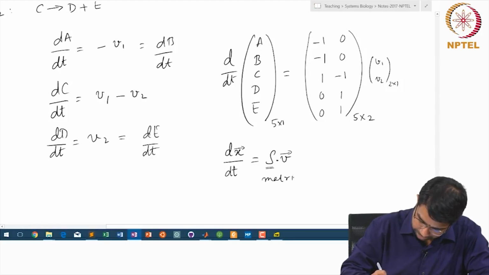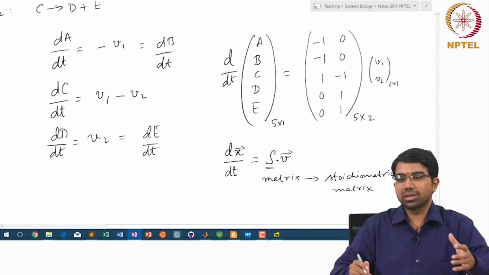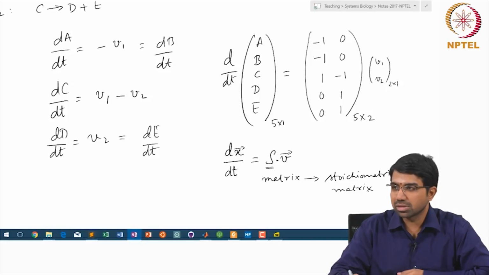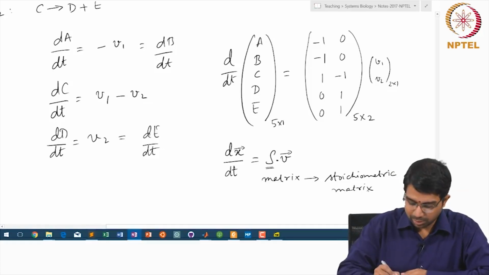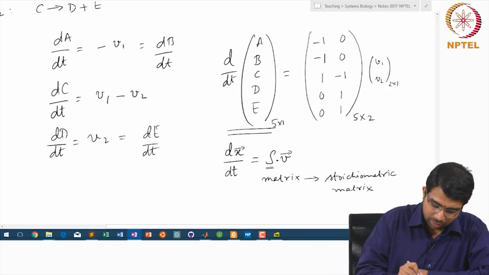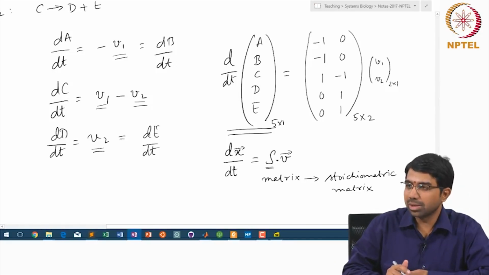This is a matrix actually known as the stoichiometric matrix. This is central to the next module of the course when we talk about flux balance analysis and constraint based methods for studying metabolic networks, but this is very important to know right here. Why? Because these are your differential equations. If you are able to write expressions for all the V's, you can simulate it.